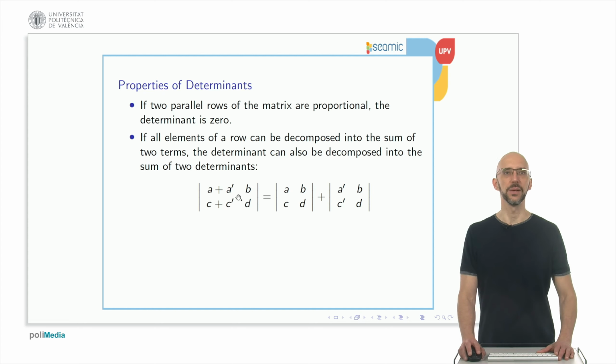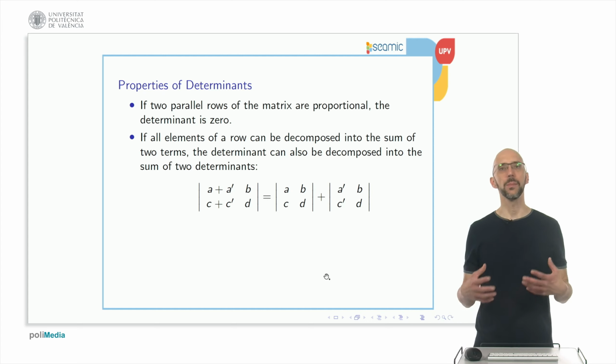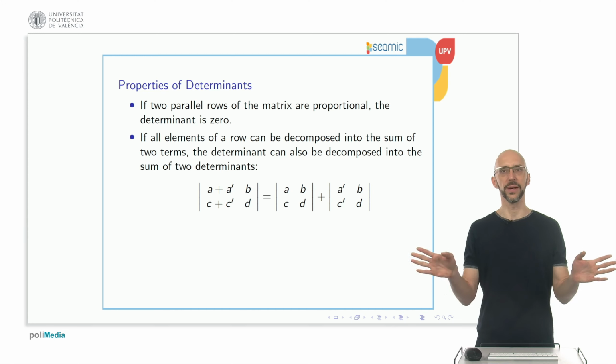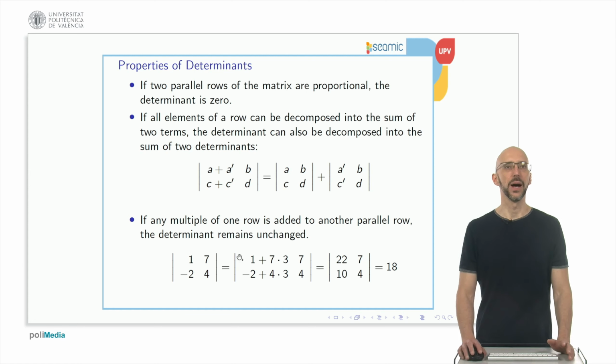I have this determinant. The first element is a plus a prime. The second is c plus c prime. I can separate the determinant in two: the one with a, c, b, d and the one with a prime, c prime, b, d. So this is a property that we can apply if we want to simplify determinants. If maybe it's too complicated, I can separate it in two determinants. Okay?